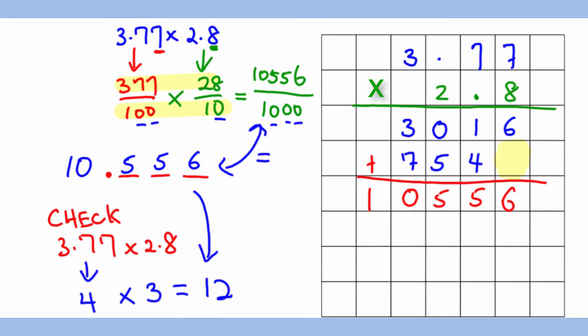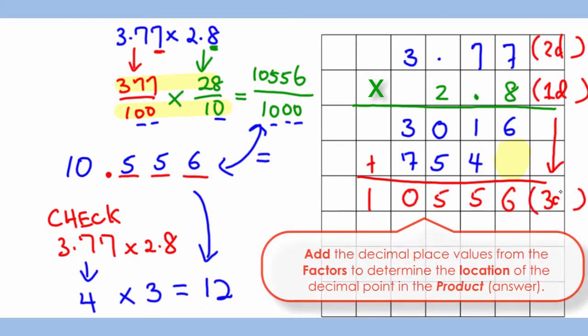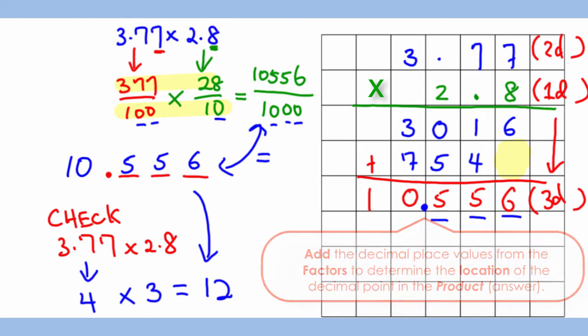So now, where do we put the decimal point? Notice how on the first number, we have 2 decimal places. On the second number, we have 1 decimal place. So on the answer, all we need to do is add the decimal places together, which gives 3 decimal places. That means we need to shift the decimal point from the end 3 spaces to the left. So the answer is the same as what we got before.